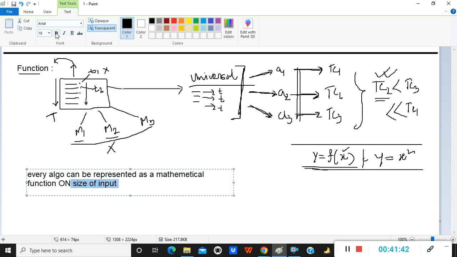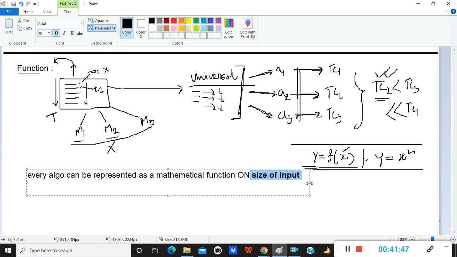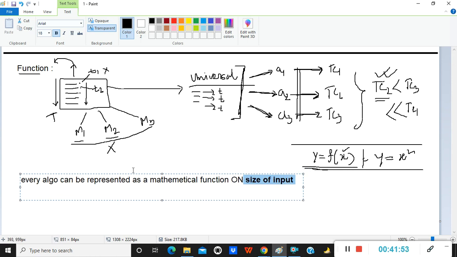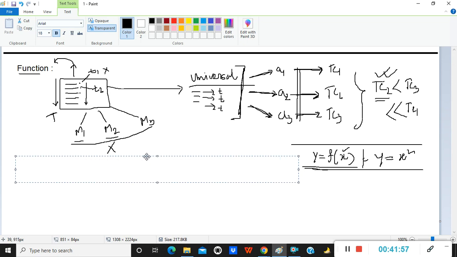So it is obviously once again indirectly connected with the number of variables you use, and the size of input. I am giving you the example, don't worry. What you need to do is remember this thing.